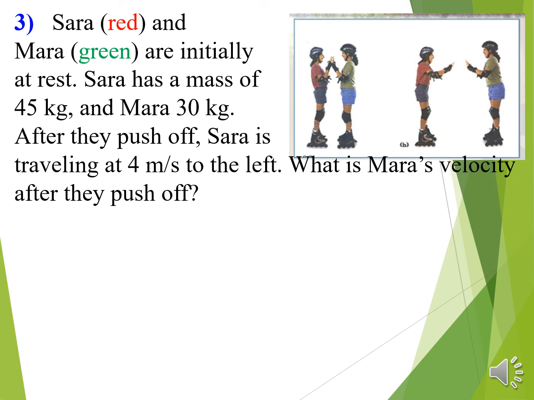Example number 3. Sarah and Mara are initially at rest. Sarah has a mass of 45 kilograms and Mara 30 kilograms. After the push-off, Sarah is traveling at 4 meters per second to the left. What is Mara's velocity after the push-off?